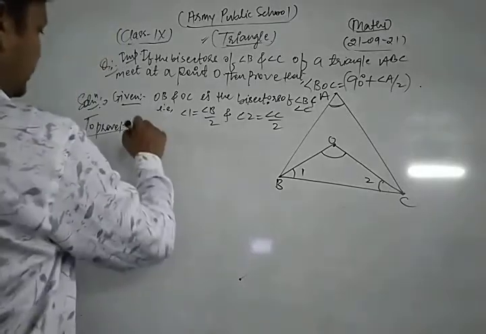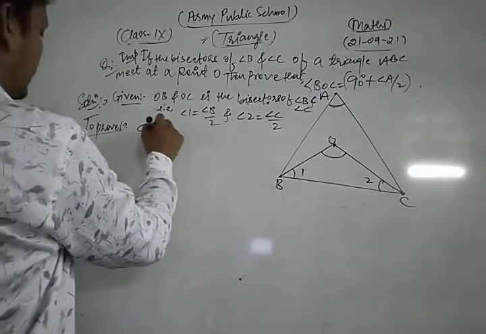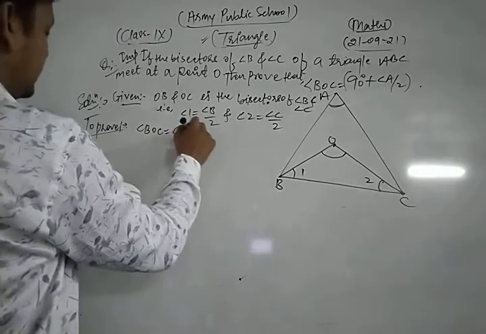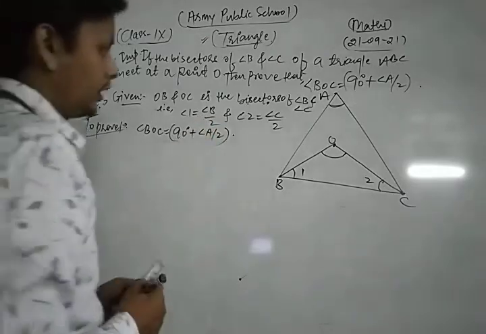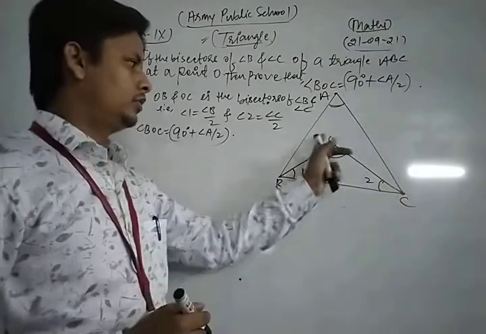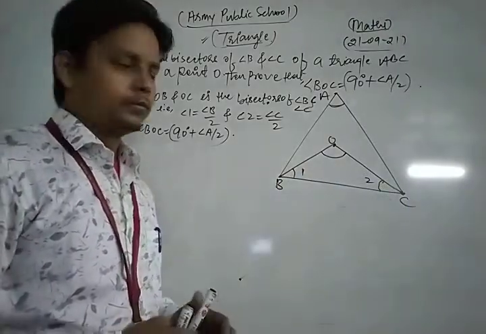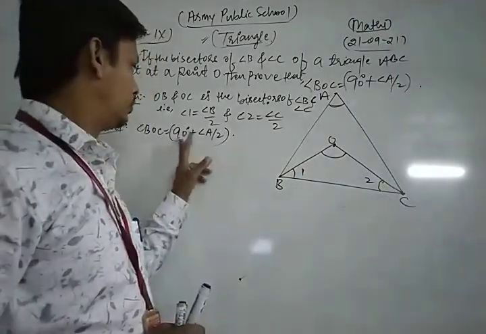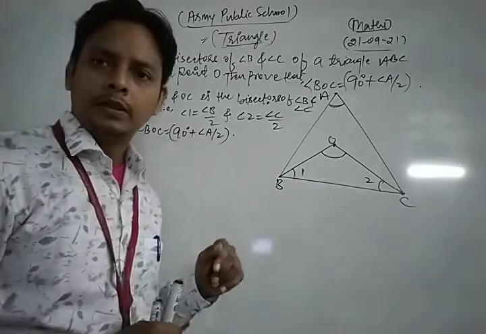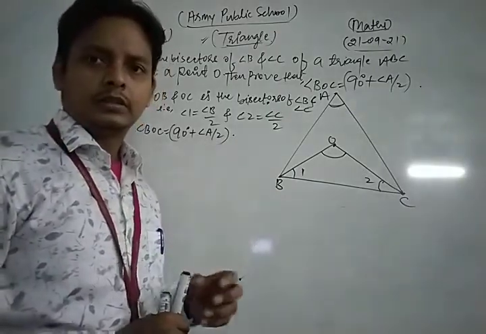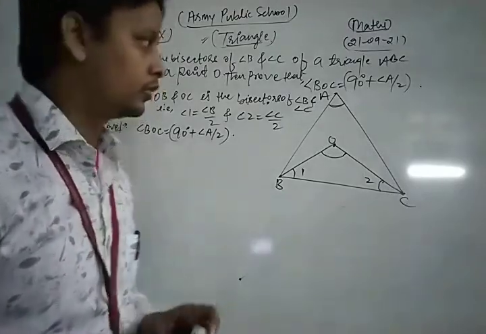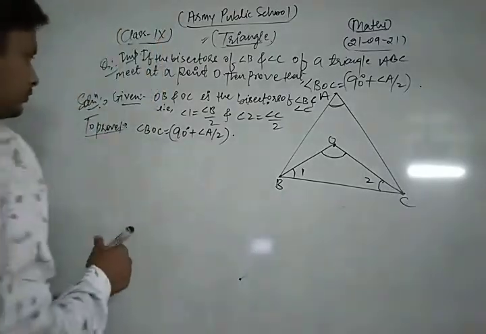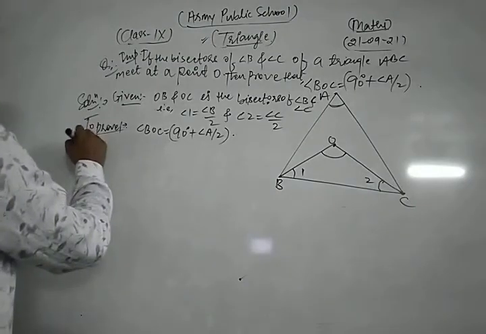we have to show that angle BOC is equal to 90 degrees plus half of angle A, that is, angle A by 2. Okay. Angle BOC is equal to 90 degrees plus angle A by 2. Okay. Now we have to prove it. Now prove.